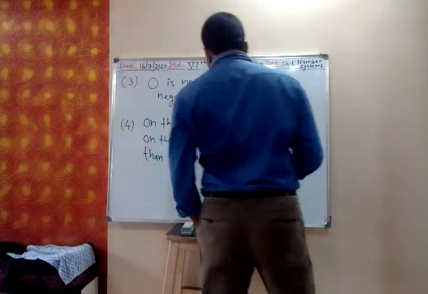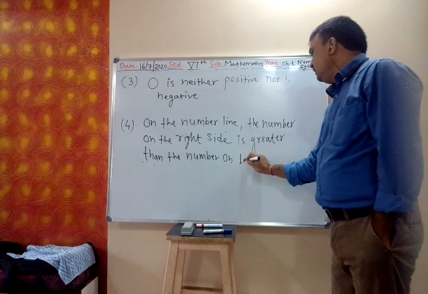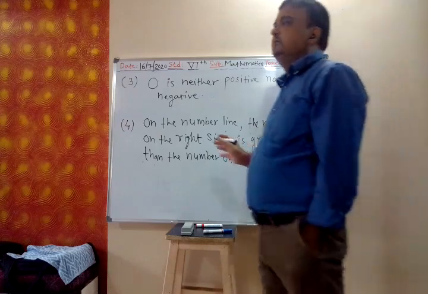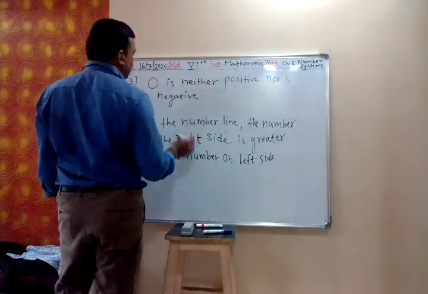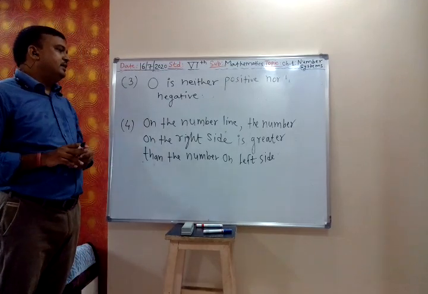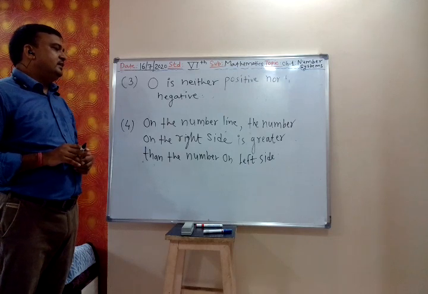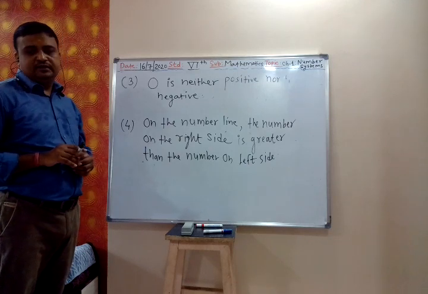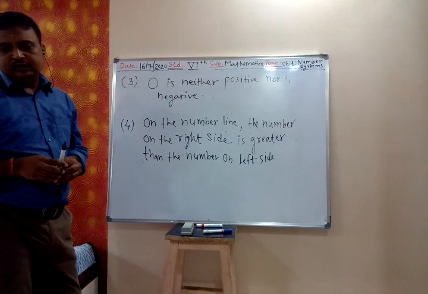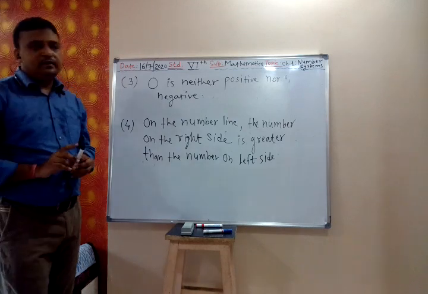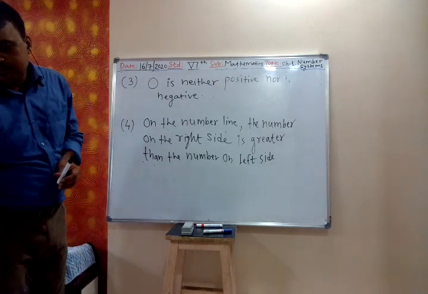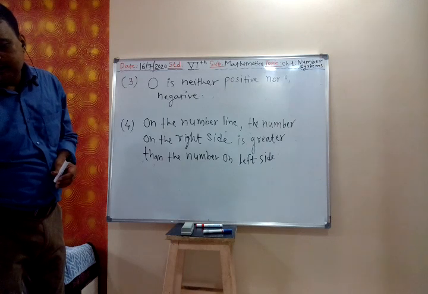On the number line, the number on the right side is greater than the number on the left side. So the numbers which are on the right side are bigger than the numbers on the left side. Fourth one: on the number line, the number on the right side is greater than the number on the left side. Whichever number is on the right side, that number is bigger than the number on the left side.